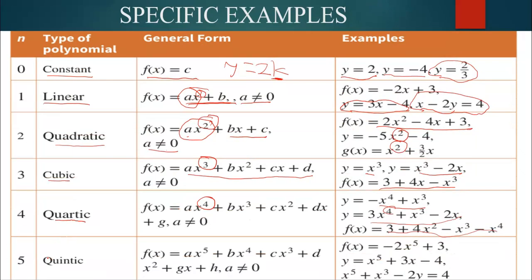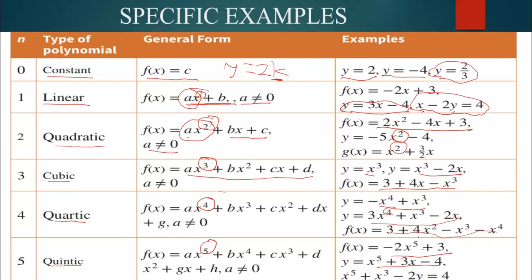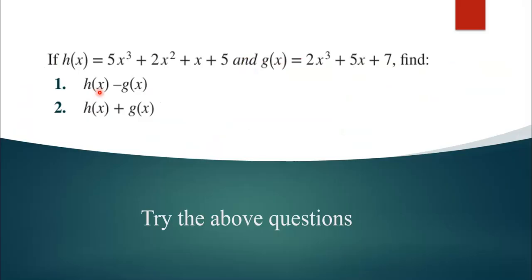We also have the quintic polynomial, which has a highest degree of 5. The highest degree is 5. So an example is this, and this. These are all examples of quintic polynomials.